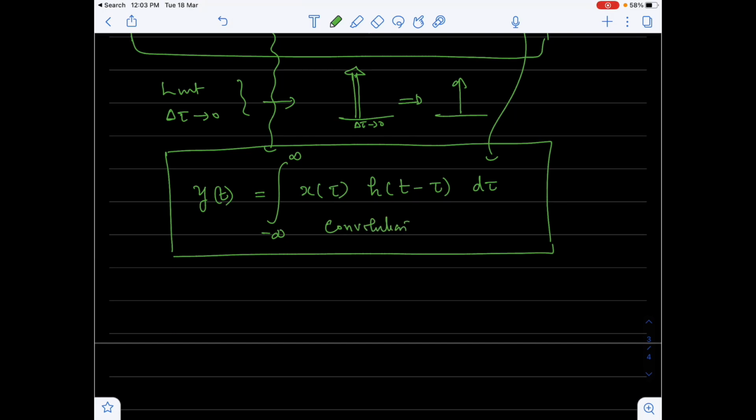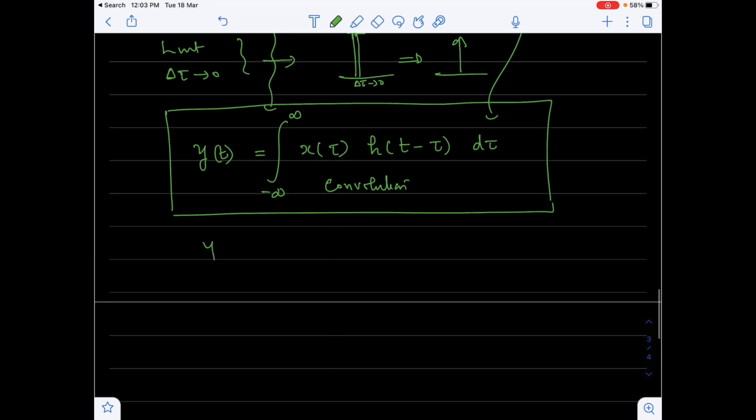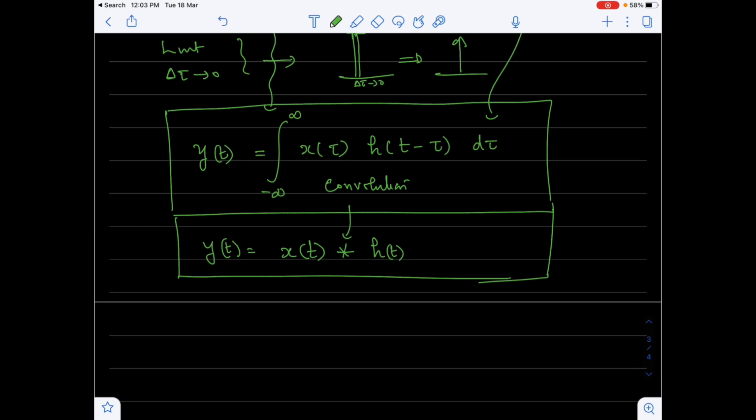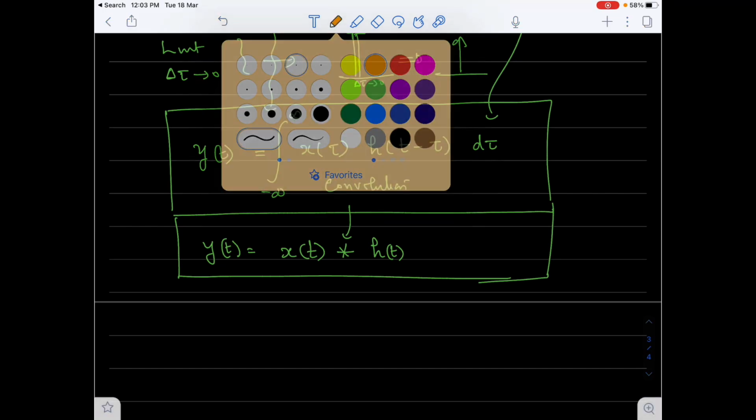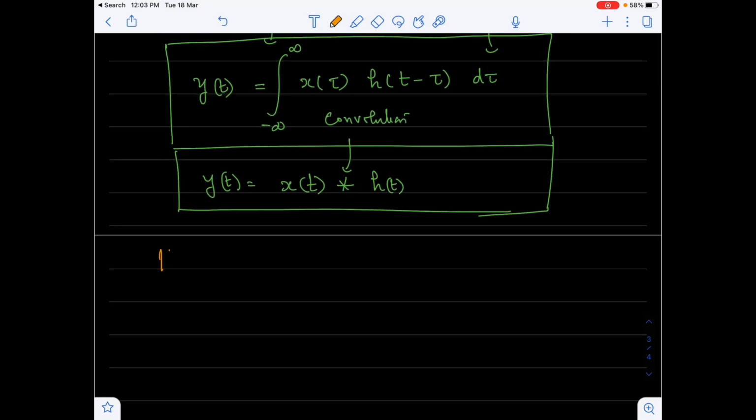So this is how we need convolution to find the output of a system. This can be represented as y of t is equal to x of t convolution h of t. This is the sign for convolution. And what is the equation? The equation is the above one. So I hope the concept of the convolution is very clear to you, right? Now let us consider how to solve the problem.